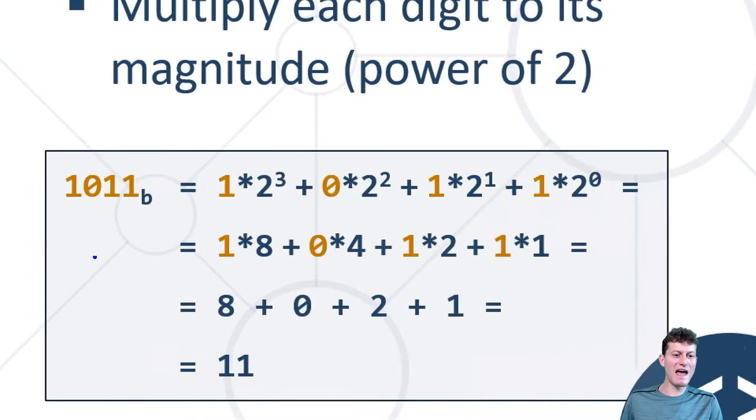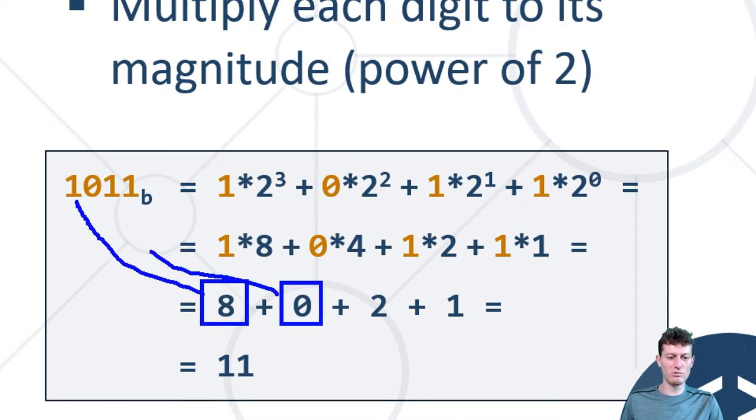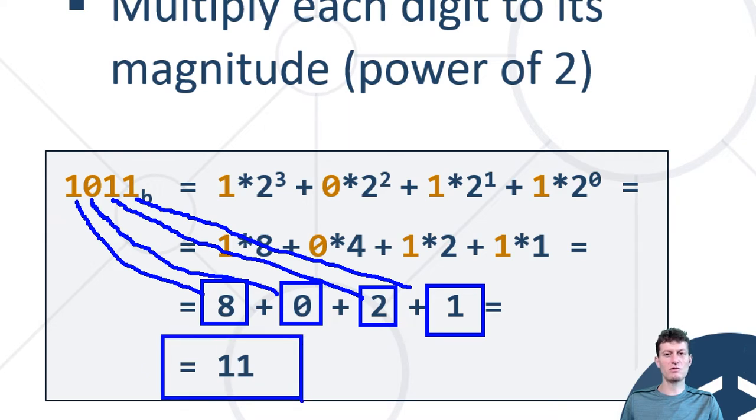For example, if we have 1001 in binary, this is equal to 1 multiplied by 2 raised to the power of 3, plus 0 multiplied by 2 to the power of 2, plus 0 multiplied by 2 to the power of 1, plus 1 multiplied by 2 to the power of 0. This is equal to 1 multiplied by 8 plus 0 multiplied by 4 plus 0 multiplied by 2 plus 1 multiplied by 1, which is 8 plus 0 plus 0 plus 1, which sums to 9.